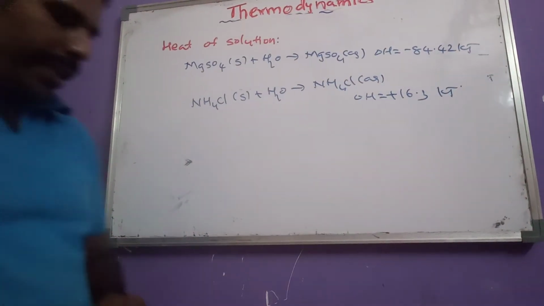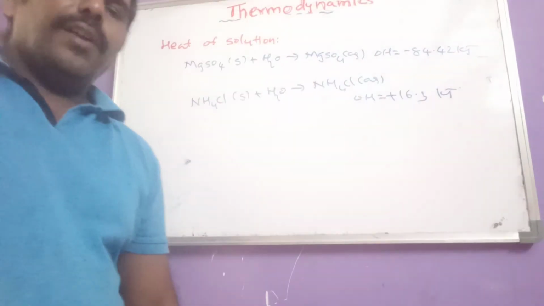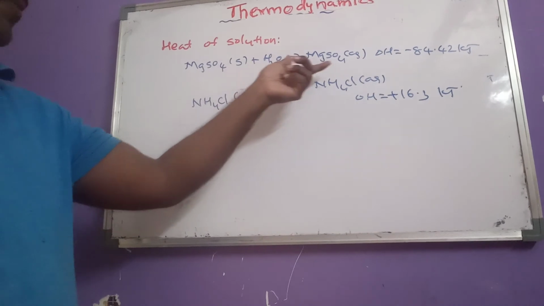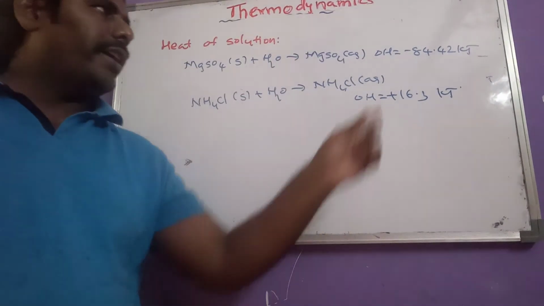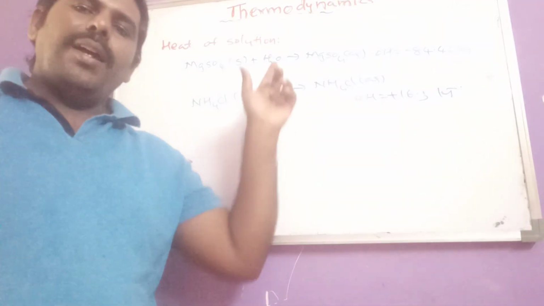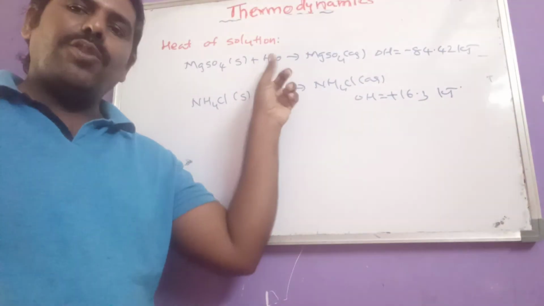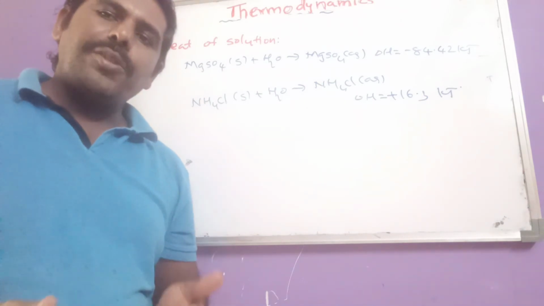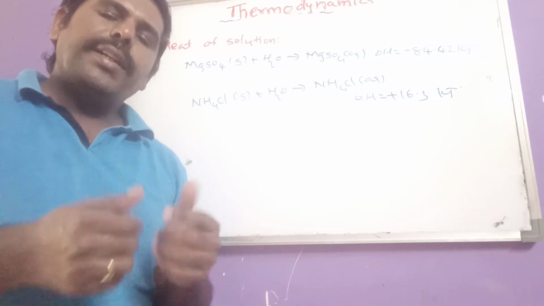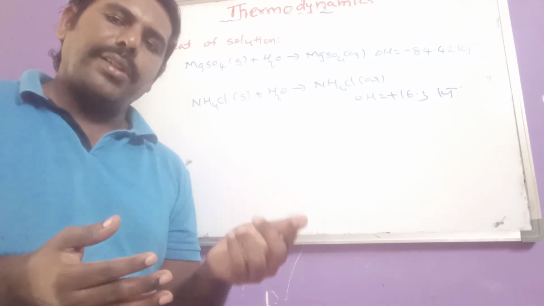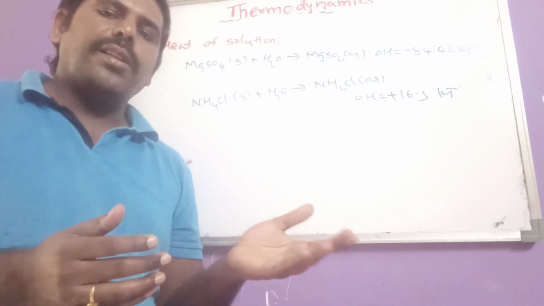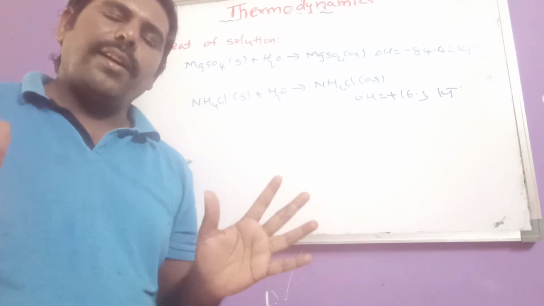Now one question here, what is important? For example, they give the question like this. MgSO4 solid plus water gives MgSO4 aqueous, delta H minus 84.42 kilojoule. After dissolution of MgSO4 in water, now the options are: the solution becomes cool, first option. Second option is the solution becomes hot. Third option, no change in the temperature of the solution. Fourth one, none of the above.